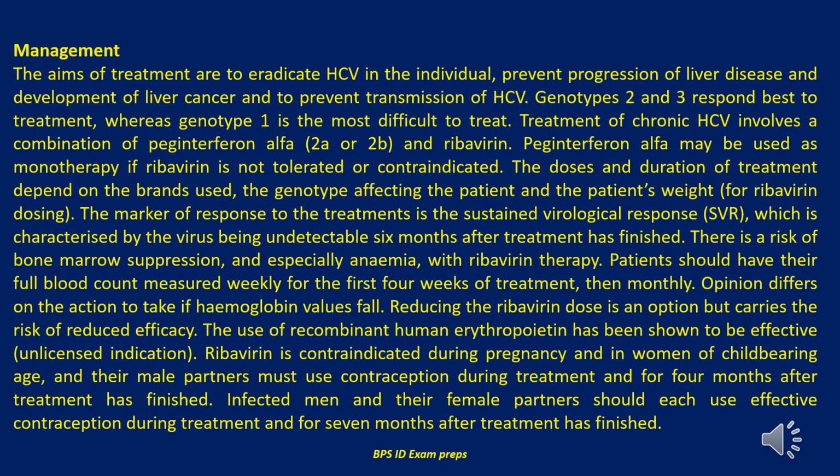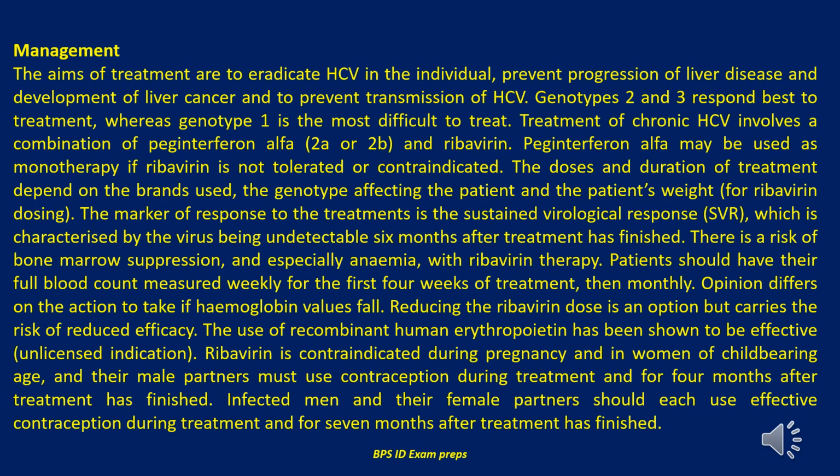Treatment of chronic HCV involves a combination of peginterferon alpha 2a or 2b and ribavirin. Peginterferon alpha may be used as monotherapy if ribavirin is not tolerated or contraindicated. The doses and duration of treatment depend on the brands used, the genotype affecting the patient, and the patient's weight for ribavirin dosing. The marker of response to the treatments is the sustained virological response, abbreviated as SVR, which is characterized by the virus being undetectable 6 months after treatment has finished.